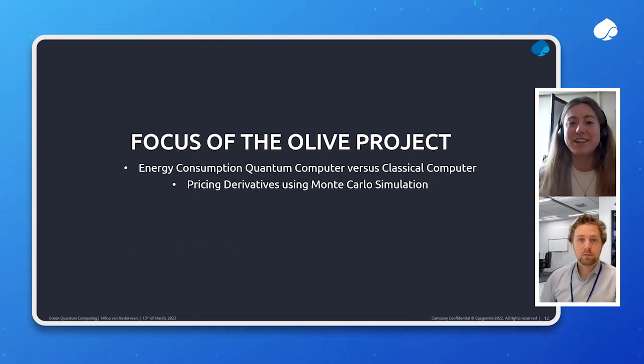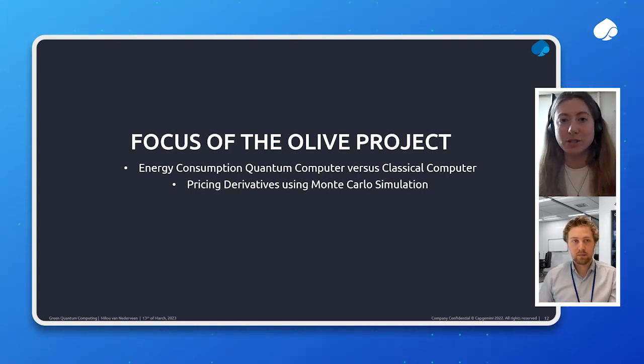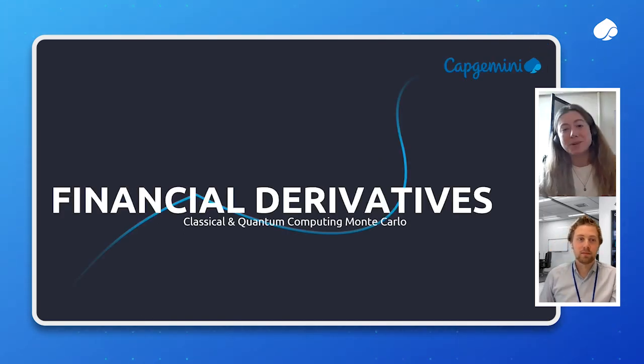In general, my project was called the Olive project, which was based on the first thing that was used for derivatives, olives. Well, that's just the name, sorry. The specific focus is on the energy consumption of a quantum computer versus a classical computer, and on pricing derivatives using Monte Carlo simulation. And because they're green indeed. I'll first focus more on explaining the application, which is pricing derivatives, and then we'll dive deeper into the energy consumption. So, pricing derivatives.